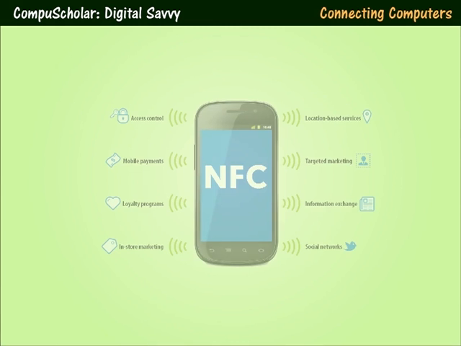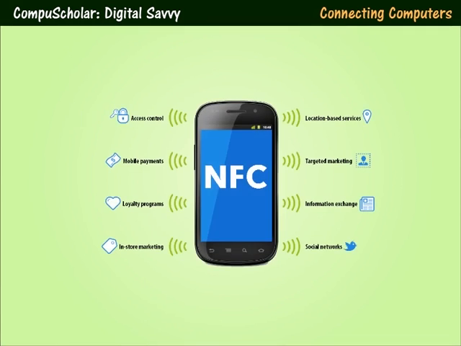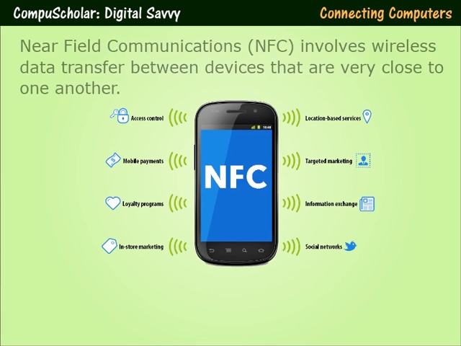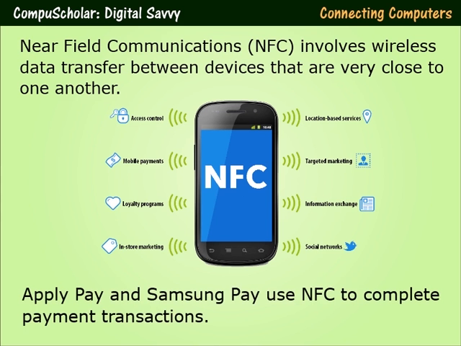Have you ever used your smartphone to pay for something? If you have, then you've used a new type of point-to-point network called near-field communications, or NFC. This network involves wireless data transfer between two devices that are very close to one another. Most smartphones already have the capability to perform NFC transmissions, including Apple Pay and Samsung Pay. Android owners can also use NFC to transmit photos, contacts, and directions between two Android phones that are held closely together.